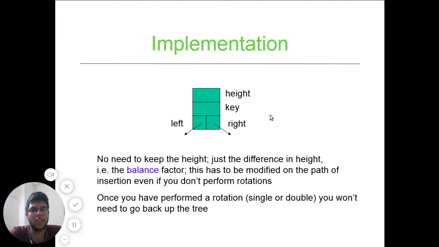So how about the implementation of an AVL tree? In an AVL tree, each node stores four major properties. First is the height, the most important property, which keeps track of its height growth and is used to balance it during insertion or deletion. Key is the object that you store in the node. Left and right pointers point to the children of the node. The key and left and right are standard in a BST, but the new part is the height. No need to keep height, just the difference in height, that is the balance factor, can be stored.